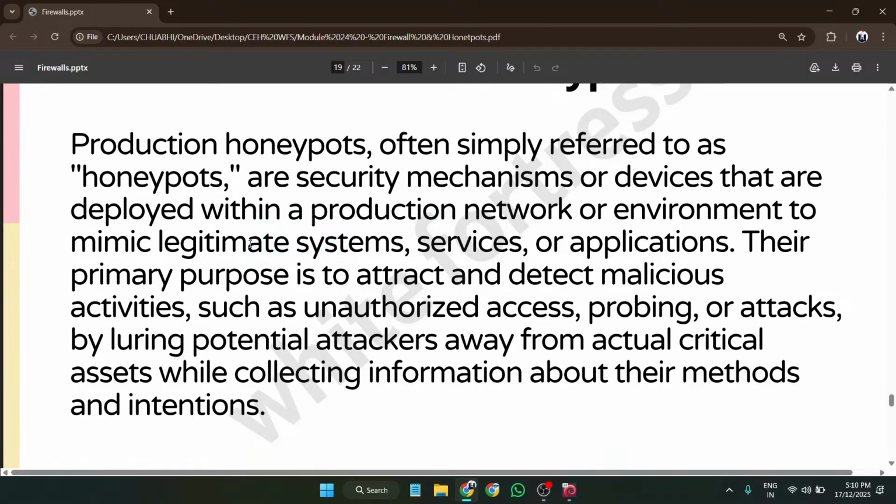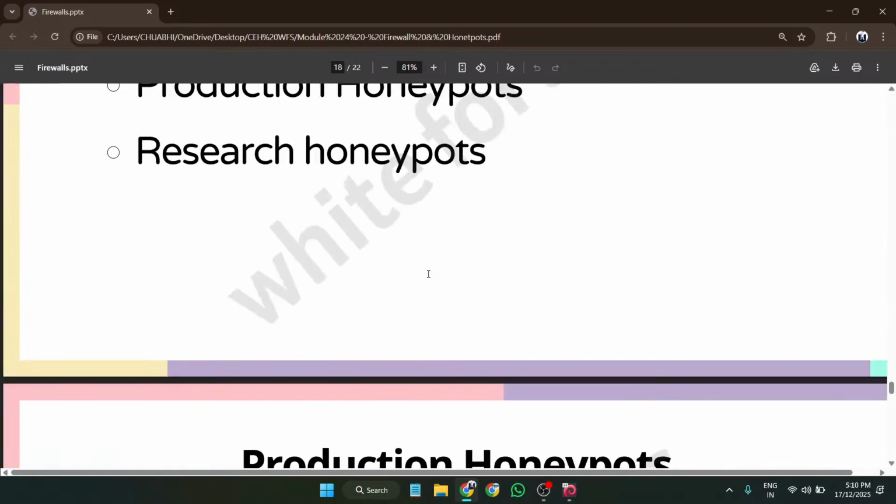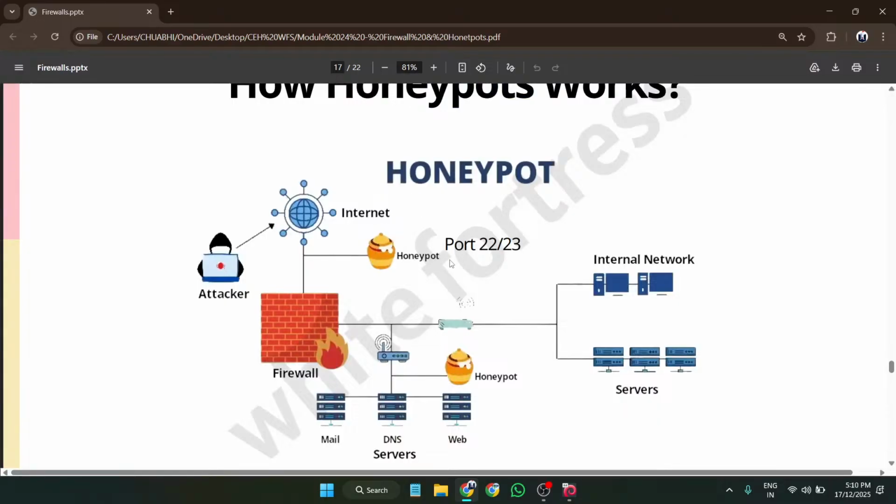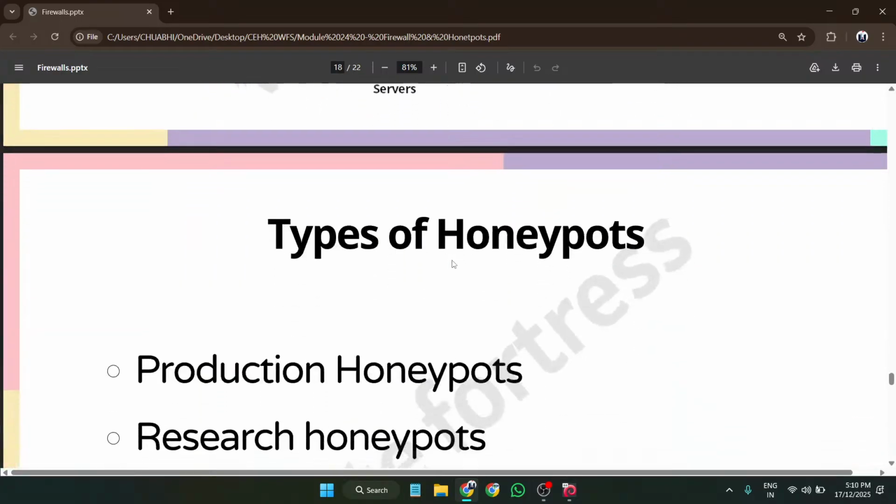So it will mimic a legitimate system, saying, hey, here I have all these ports open, 22, 23, 21, or some SMTP ports open or whatsoever. Okay, it will mimic that I am a very legitimate system. Come and scan me, try to find vulnerabilities in me, try to get access to me. And their primary purpose is to attract the attacker. Now I hope guys you know why this is called a honeypot. This is a honeypot not for the bees but for the attacker.